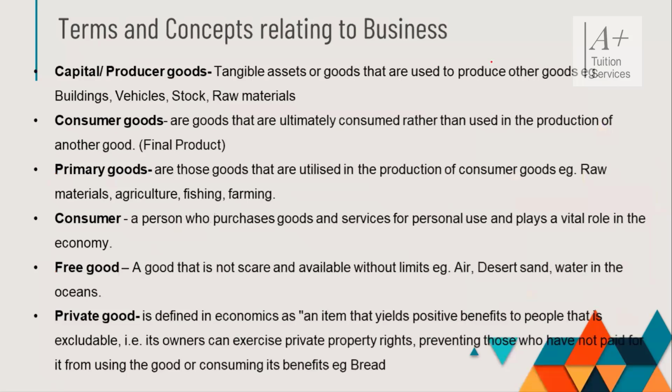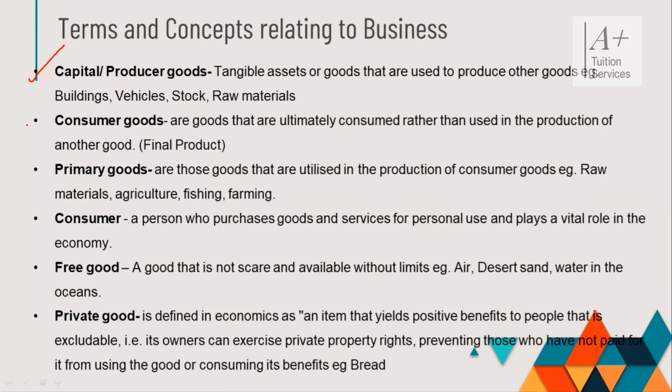We now move on to terms and concepts relating to business. And this is the very first objective in the syllabus before anything. It is important that we understand each term. The first term is capital or producer goods. These are tangible assets or goods that are used to produce other goods. Examples: buildings, vehicles, stocks, and raw materials.